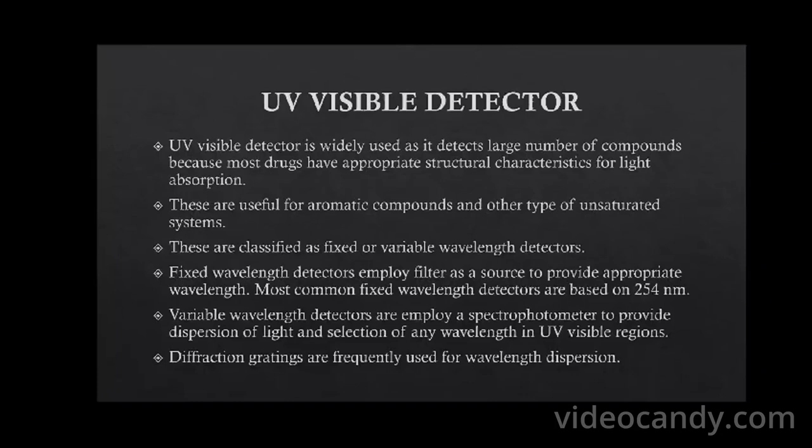Fixed wavelength detectors employ a filter as a source to provide the appropriate wavelength. The most common fixed wavelength detectors are based on 254 nanometers. Variable wavelength detectors employ a spectrophotometer to provide dispersion of light and selection of any wavelength in the UV visible region. Diffraction gratings are frequently used for wavelength dispersion.